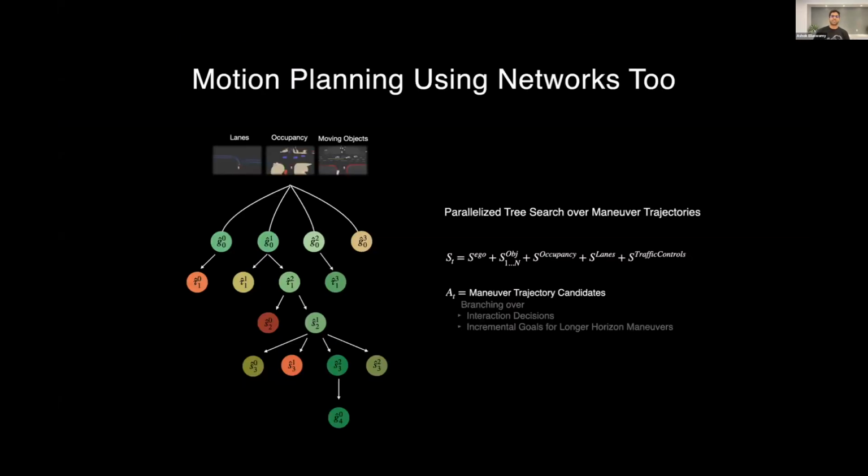It doesn't have to stop with just perception too. Once we have all of these percepts, like lanes, occupancy, objects, and even a few more like traffic controls and other things, you can do the entire motion planning also using just a network. I won't go into too many details on how we do that, but essentially, it can just be thought of as one more task instead of it being a separate thing.